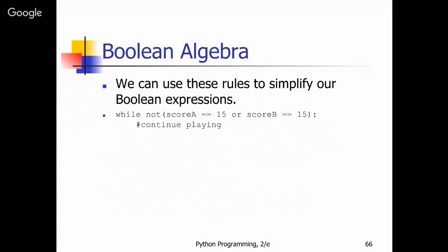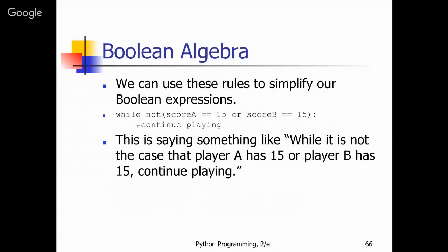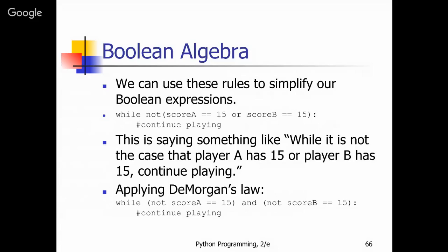All right. But let's look at now, we have at least a couple of the laws that we just learned about. If they would help us rewrite our racquetball program in a more elegant way, if you wish. So while it is not the case that player A has 15 and player B has 15, continue. So what we can do is say while score A is not 15 and score B is not 15, and so we distribute it accordingly.